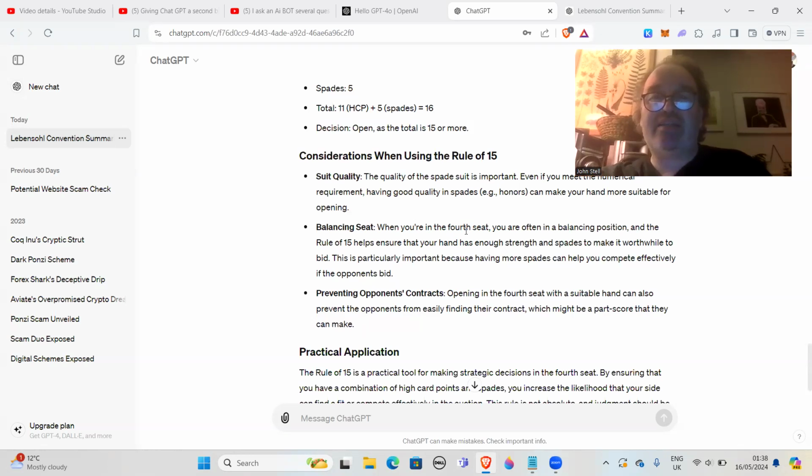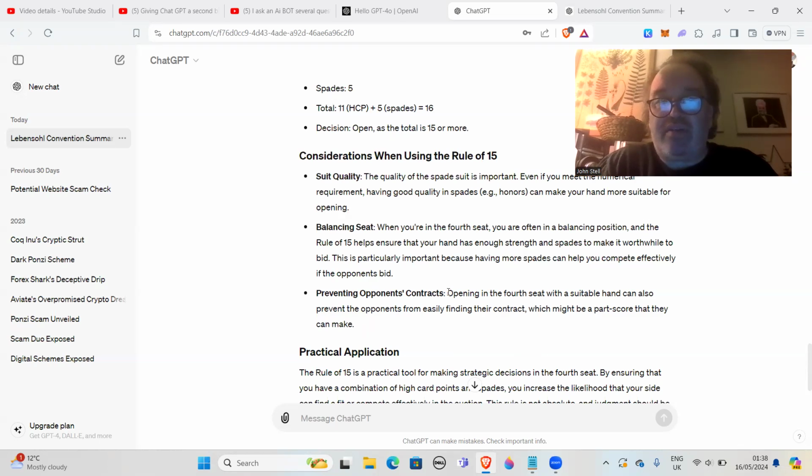Now, is it really saying this? I think it's sort of saying that you can compete better. What it should be saying is that if the opposition have got spades, they can outbid you. I don't think it's really getting that message over. Preventing opponents' contracts. Opening the bidding with a suitable hand can also prevent the opponents from easily finding their contracts.